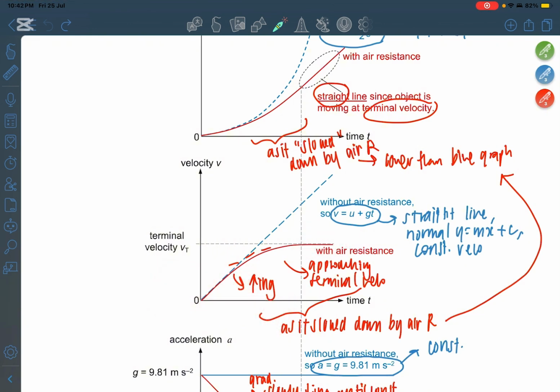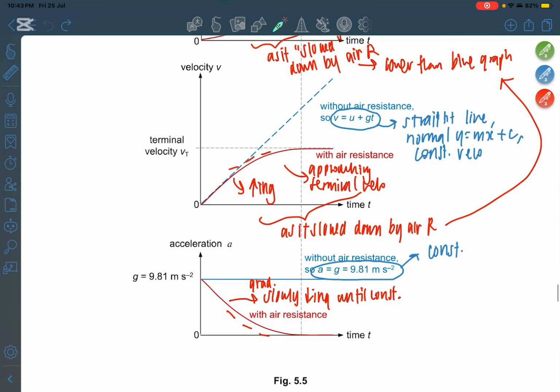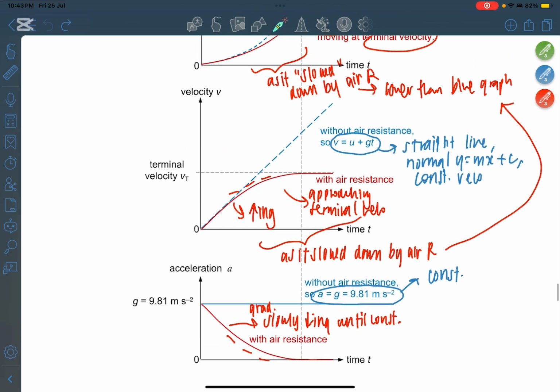Okay, this is approaching terminal velocity, by the way. But without air resistance, it would have been this straight line graph. Refer to the equation again: v equals u plus gt, u assuming is 0, g is 9.81. Here the t is just a plain t, so it's a straight line. It's a normal y equals mx plus c graph, hence constant acceleration. Not constant velocity, but constantly increasing velocity.